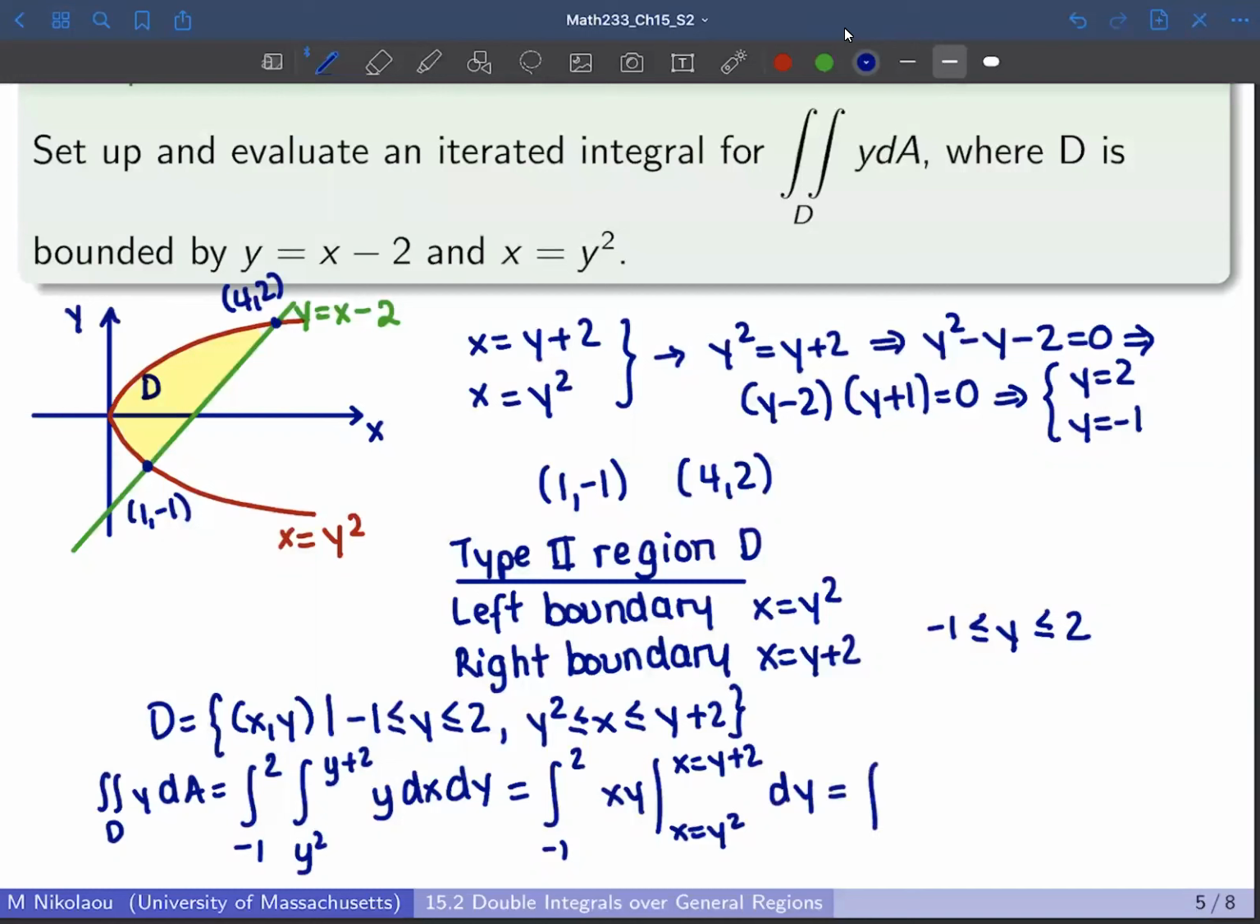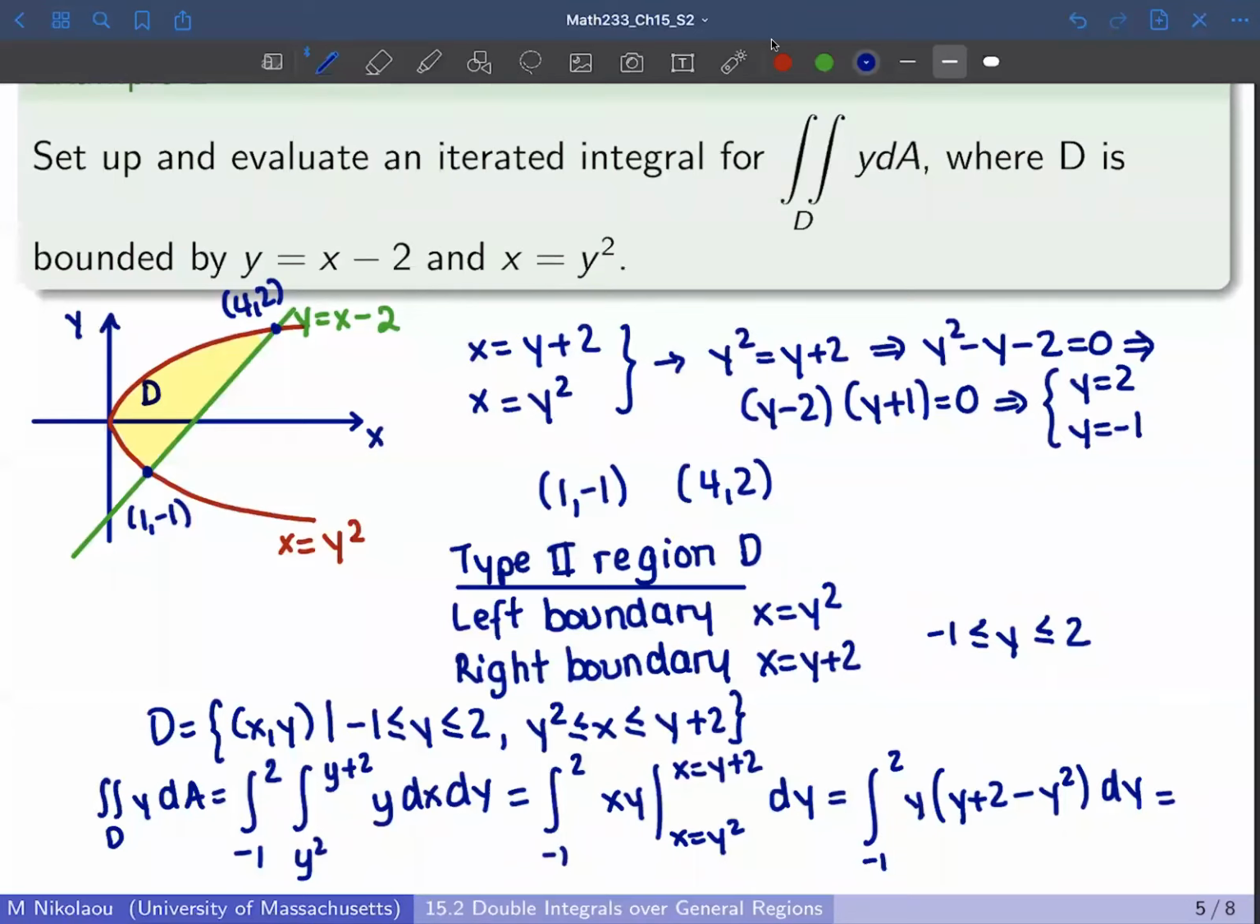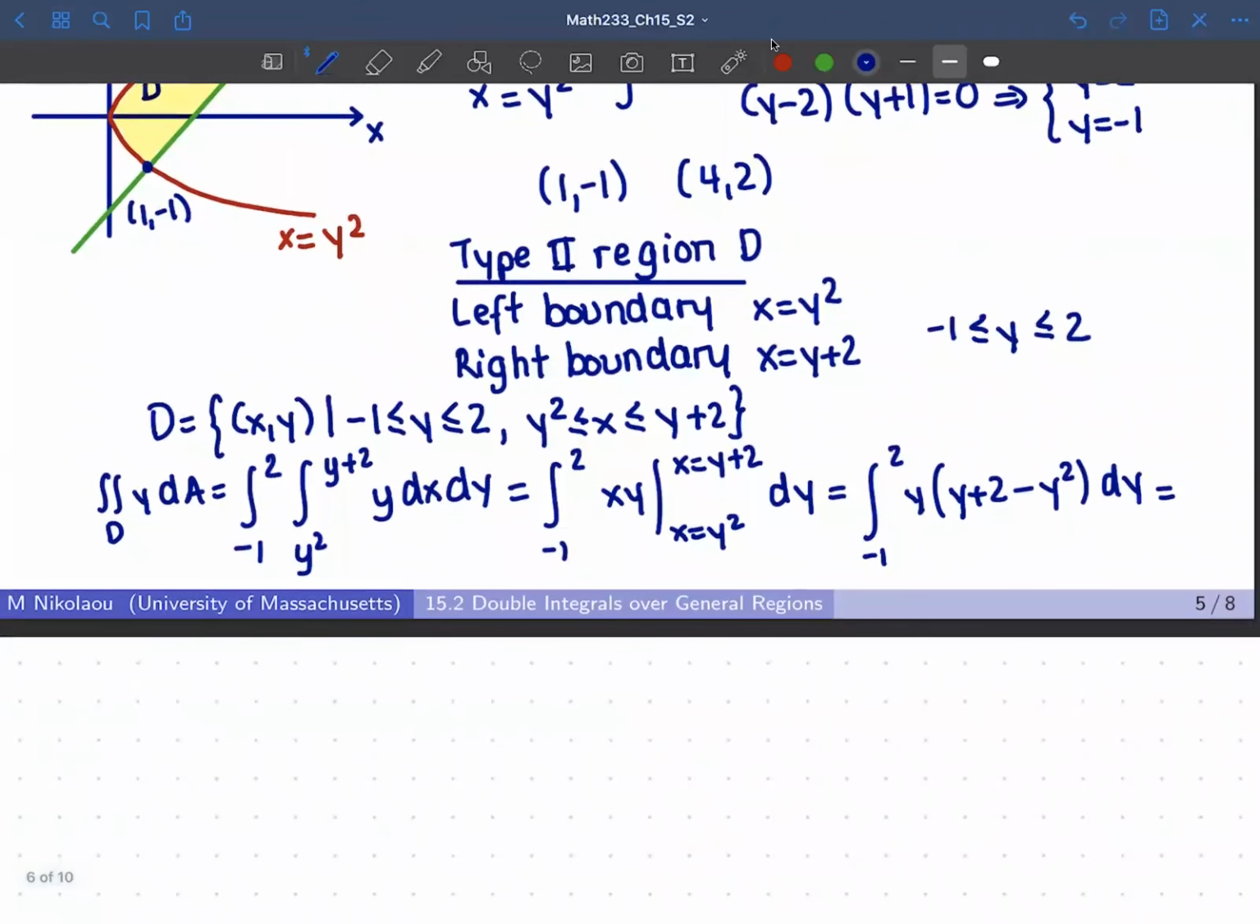That will give us the integral from negative 1 up to 2. And we now can pull y outside, and we need to evaluate x between x equals y plus 2 and x equals y squared. So for x equals y plus 2, we'll have y plus 2, and then minus y squared, times dy. So if you distribute y, we'll have the integral from -1 up to 2 of y squared plus 2y minus y cubed dy.